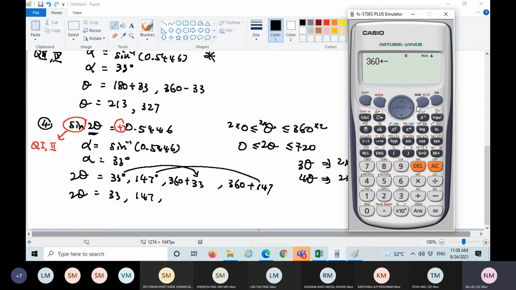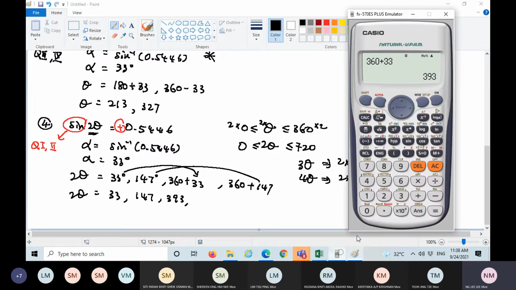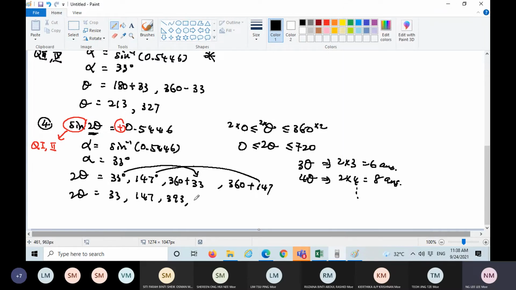How to delete it? Plus 33. Okay, so this is 393. Okay, the other one, 360 plus 147. Okay, this is 507. Now you see 393, 507 is still in this range. From 0 to 720 is still in this range. So these two are the answer.